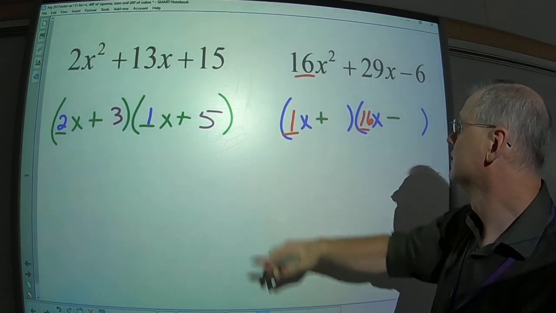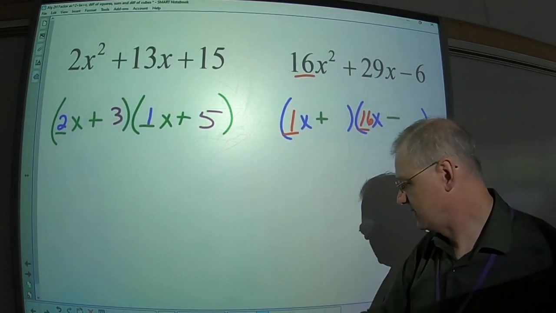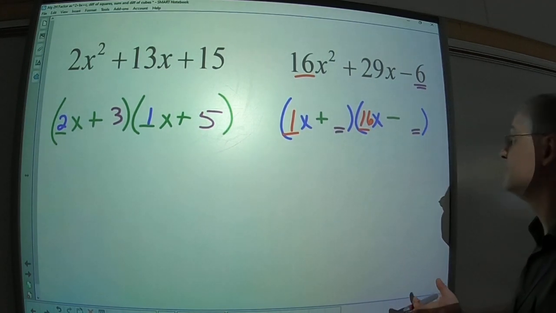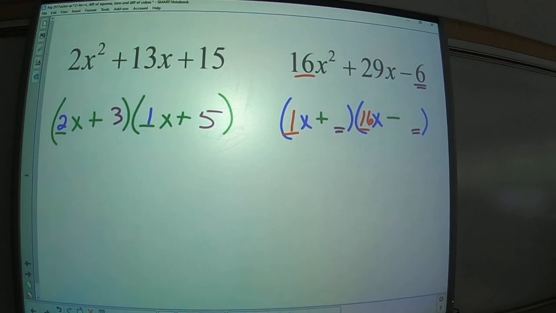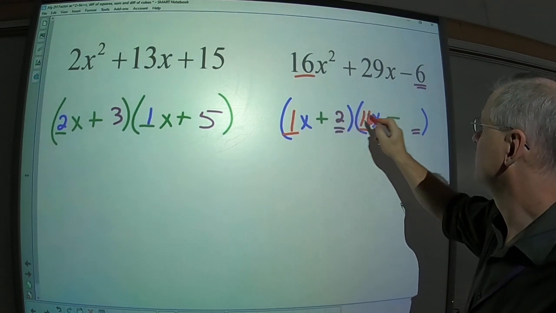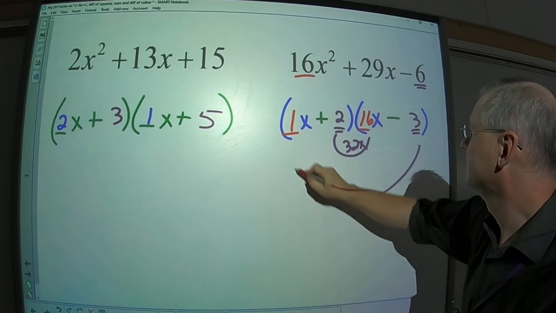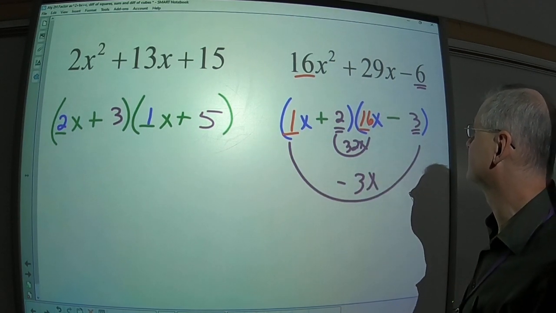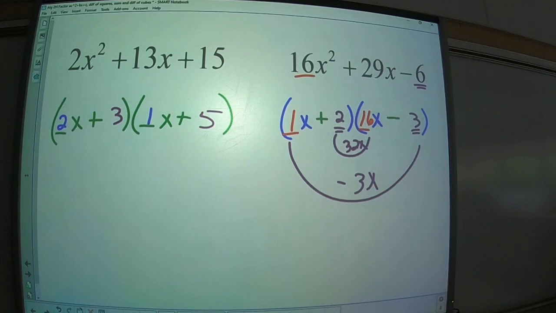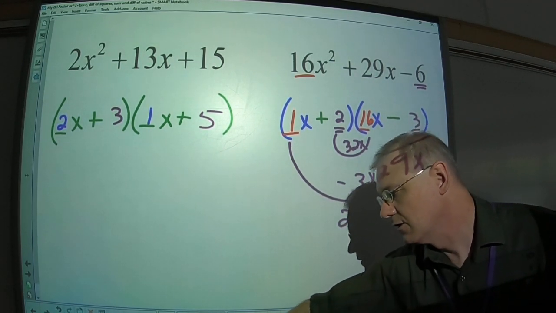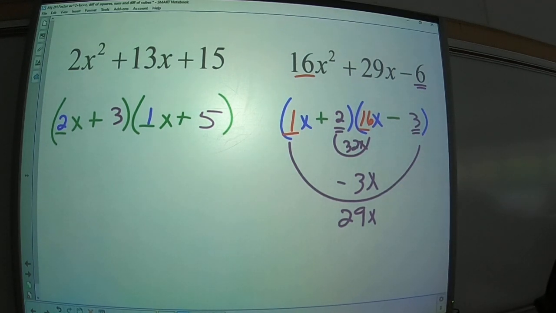Single underline and my double underline, probably 2 and 3. 2, 3. That gives this 32x, and this a negative 3x. Does that give me 29? It sure does. Positive 29x. All right, so I've got the right answer now.